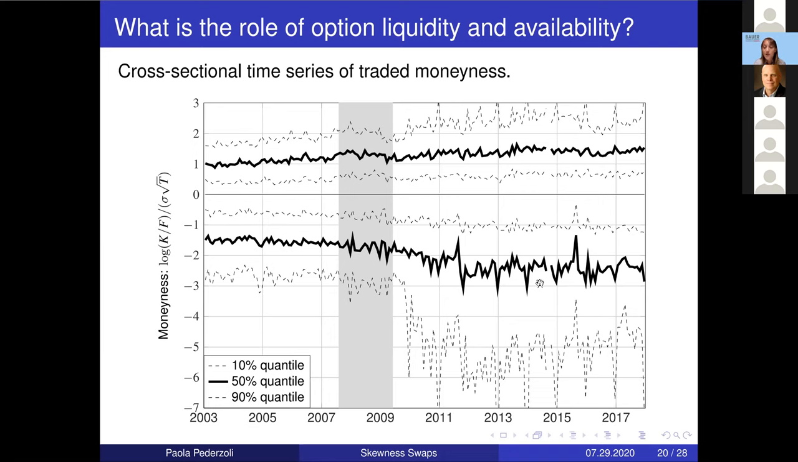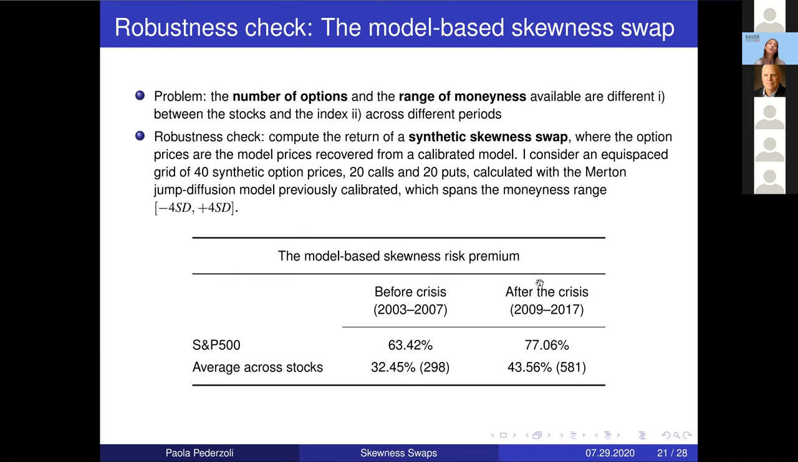It's not the mechanicality. So in order to take away this mechanicality, I compute what I call a model-based skewness swap. Instead of taking the actual prices of options in order to compute the fixed leg, I fit a model at every point in time, every month, at the start of the swap. I fit a Merton jump diffusion model, and then I compute my fixed leg of the swap with the prices taken from the model. With the model, I can compute all the prices I want, all the moneyness range that I want. So I take a very large moneyness range, minus 4 standard deviations to plus 4 standard deviations, and I take 40 prices, 20 calls and 20 puts. And I do this for the market, for individual stocks, and in all sample periods. So I have the same number of options in all months and the same moneyness range. So I take away the mechanicality.